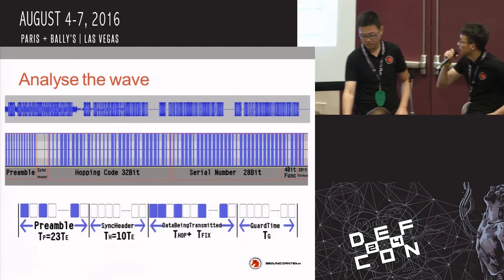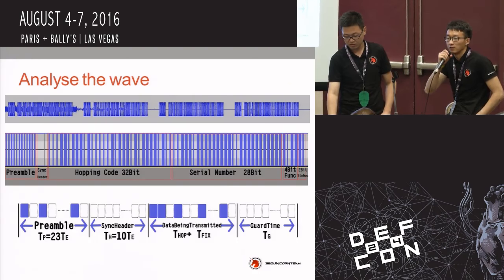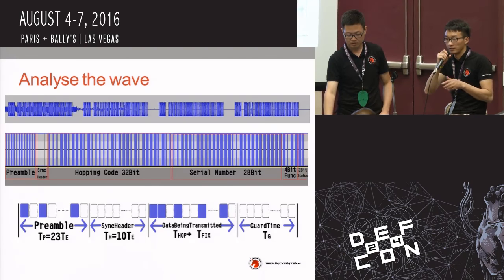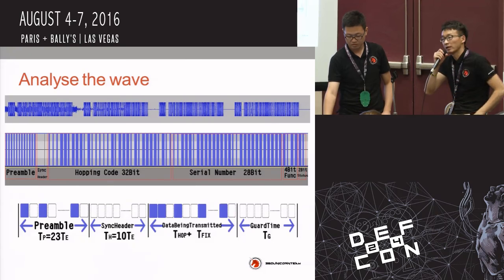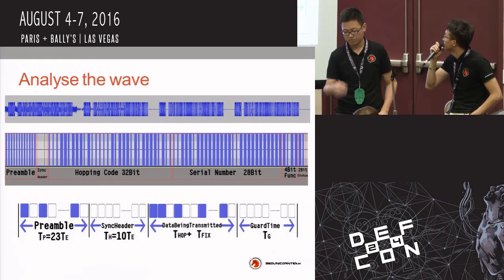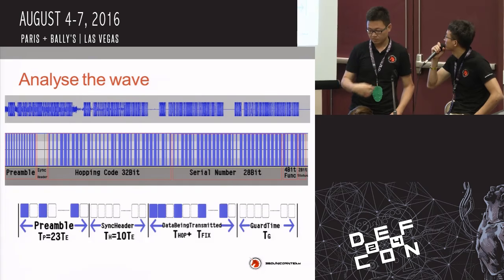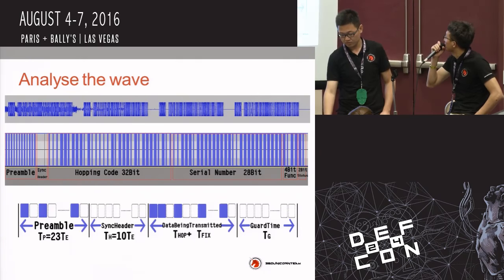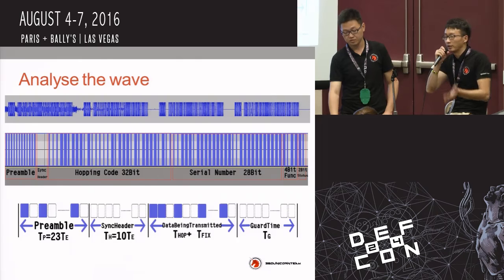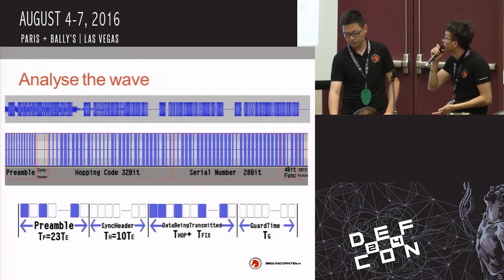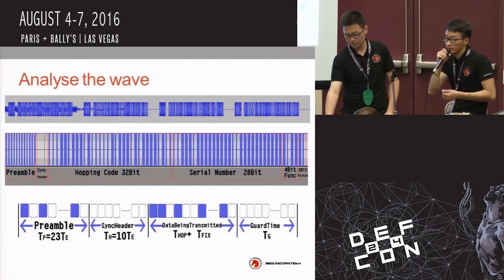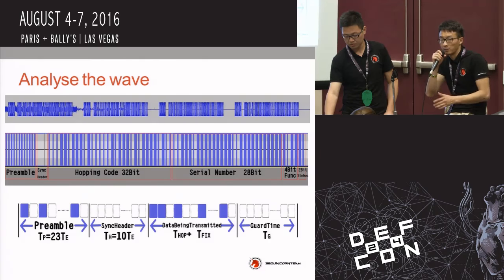Actually, the hopping code is the result of the encryption employed by the car immobilizers. We'll explain that later. The 28-bit serial number is unique to the key fob. And the 4-bit function code is used to tell the car what action to perform, like opening the door, closing the door, or opening the trunk.